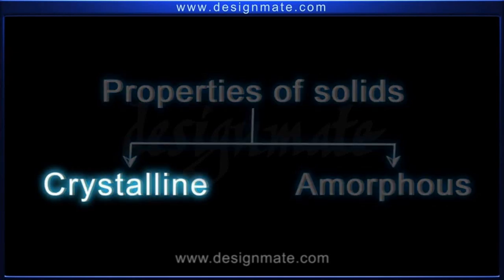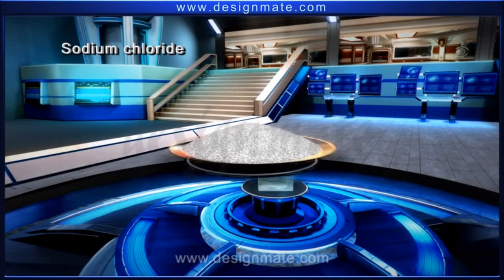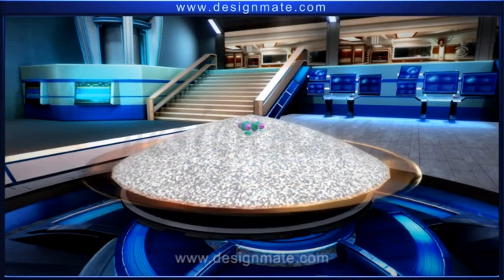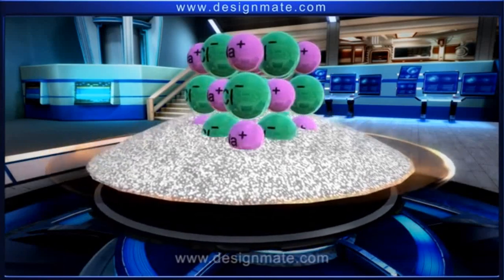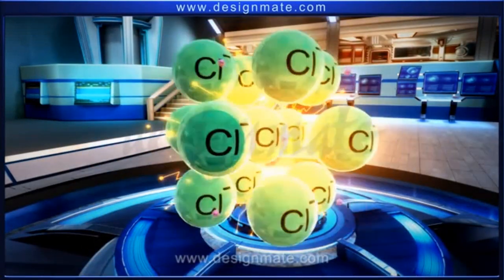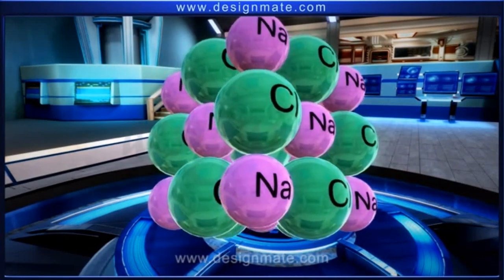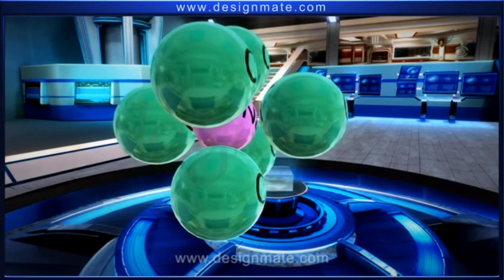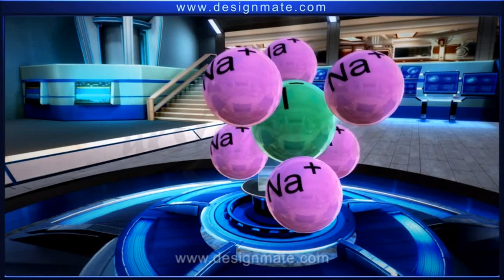Crystalline solids. Sodium chloride is a very common example of a crystalline solid. Observe a sample of sodium chloride at a molecular level. The constituent particles, namely sodium ions and chloride ions, are bonded together in a regular pattern such that each sodium ion is surrounded by 6 chloride ions, and each chloride ion is in turn surrounded by 6 sodium ions.